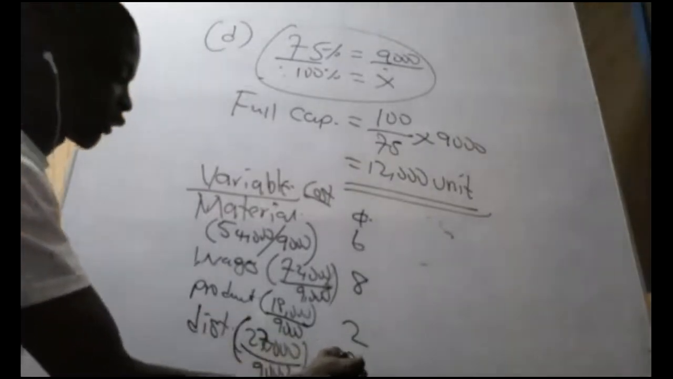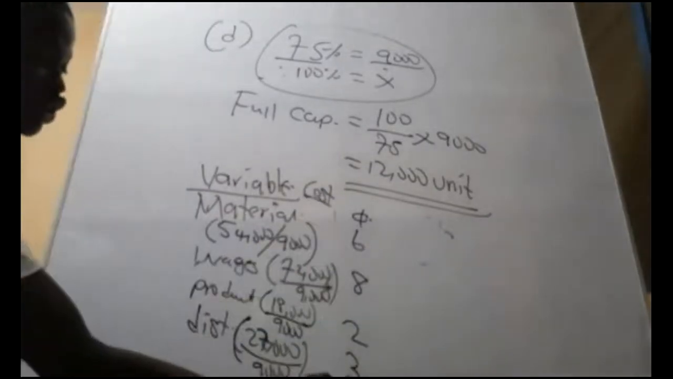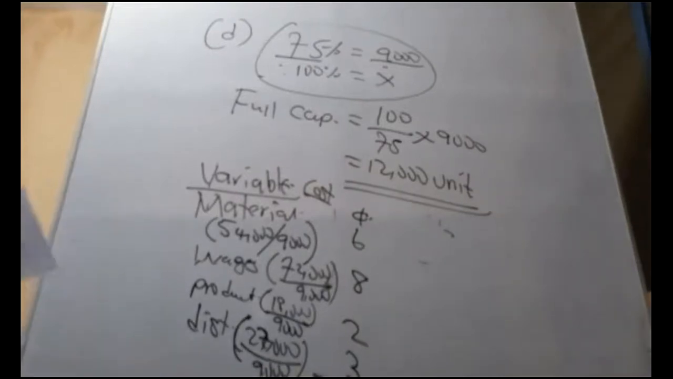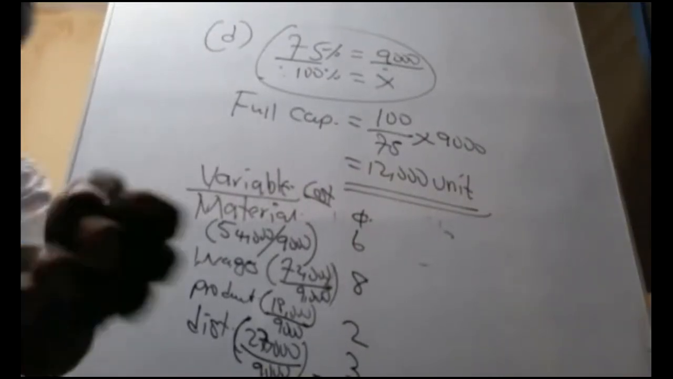That will give us what? 3 cedi. In fact, if you put all this together, it should give us the 19,000. Have you seen how we use a smart way to get the 19,000? Perfect. That part is not coming. So let's go down a bit.